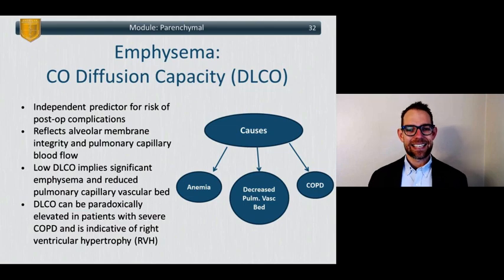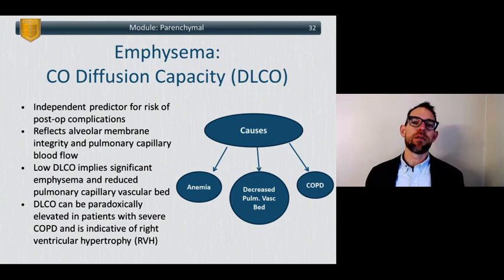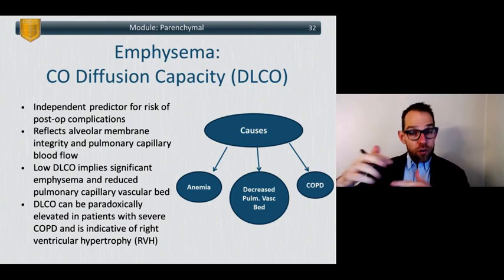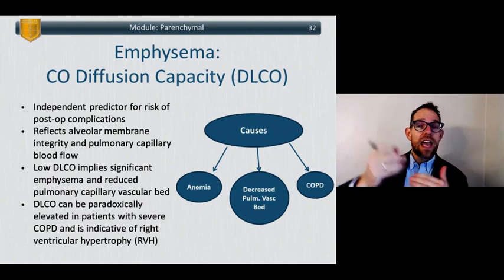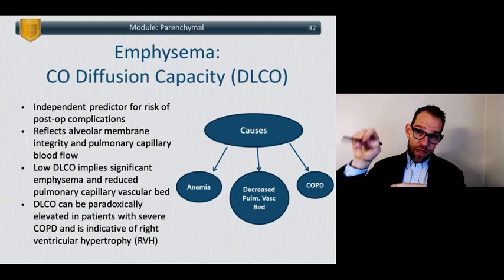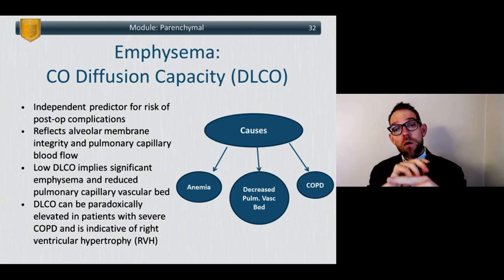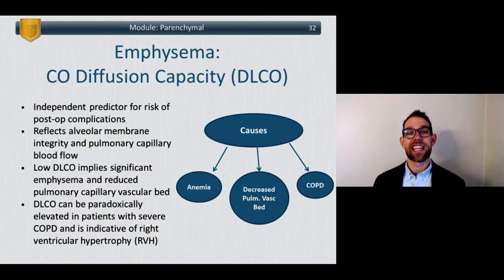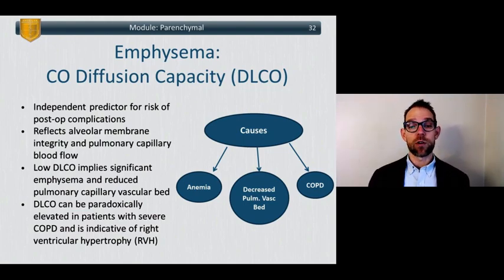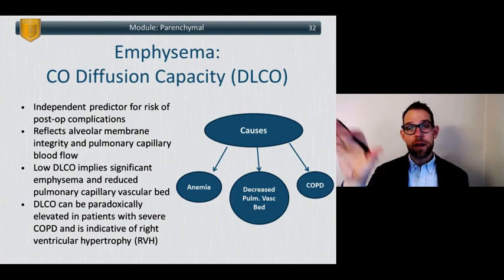DLCO, what is it? So DLCO is an independent predictor for risk of postoperative complications. It reflects the alveolar membrane integrity and the pulmonary capillary blood flow. So two components, you got capillary blood flow flowing next to the alveolus. So what can impair DLCO? Having a thickened capillary membrane or having decreased capillary blood flow. If you have a low DLCO, then that implies significant emphysema, reduced capillary vascular bed, so decreased capillary blood flow to those distal alveoli.